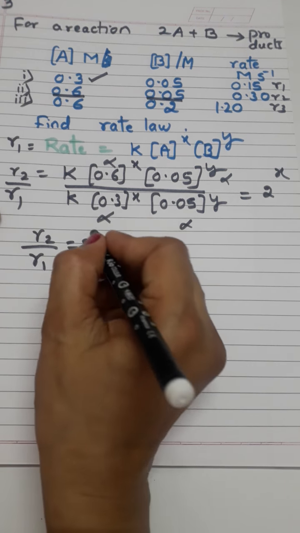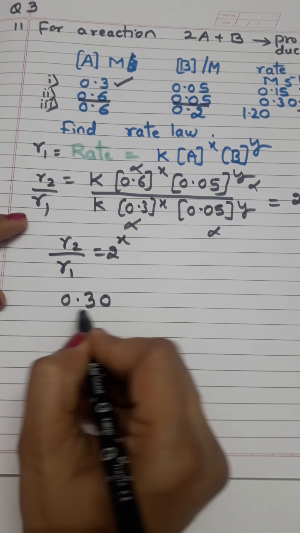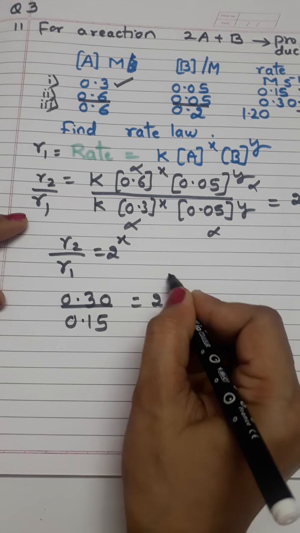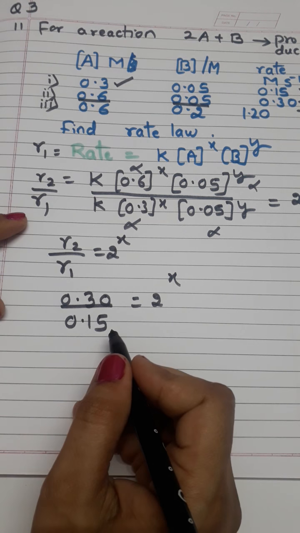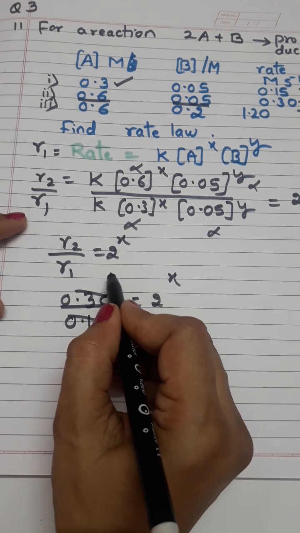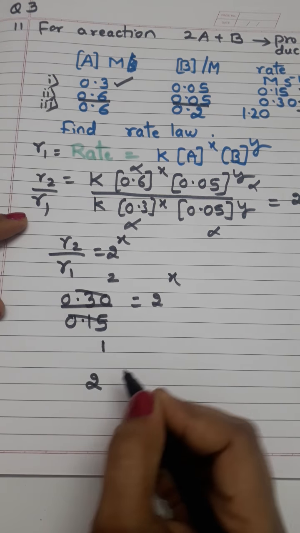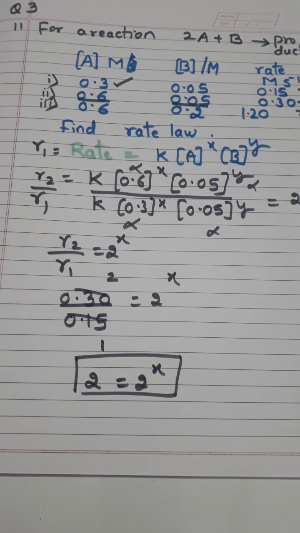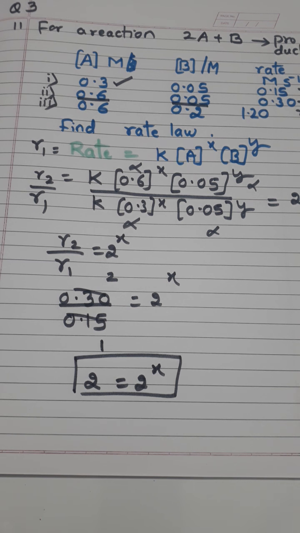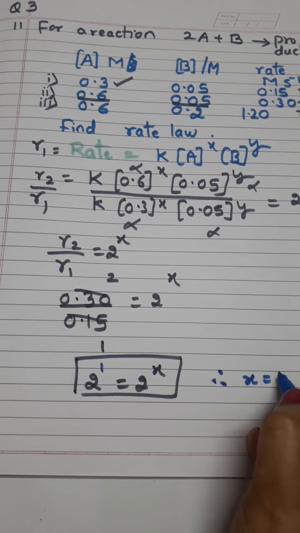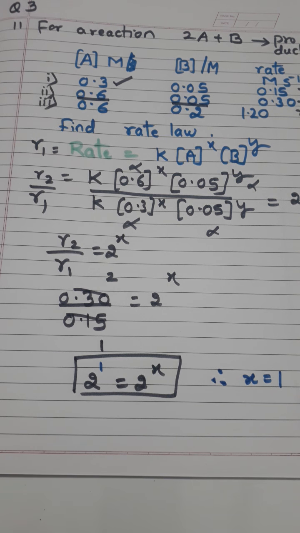Now what is the value of R2? R2 is 0.30 and R1 is 0.15, which is equal to 2 raised to x. So when we solve this, 15 goes once into 15 and twice into 30. So 2 is equal to 2 raised to x. Now what does this mean? This means that the value of x is 1. So therefore I write x is equal to 1.